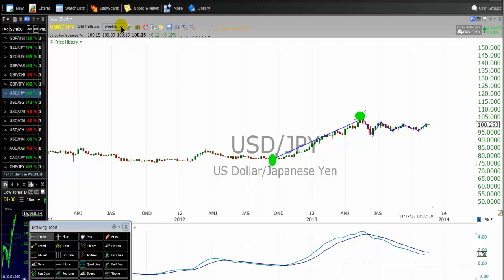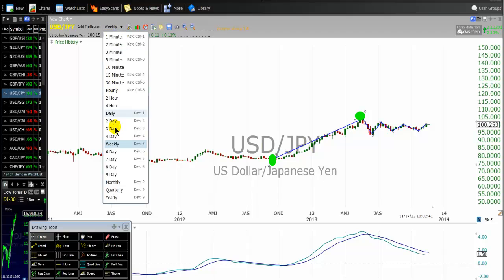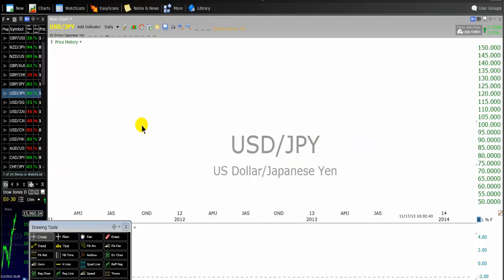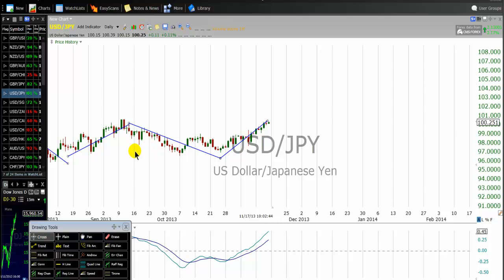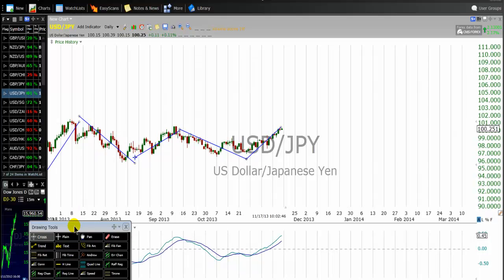So I'm going to go now, I don't want to go to the daily chart because if I go to the daily chart, I will find it a bit difficult to zoom into it and to show you everything clearly, and I will show you all the data.